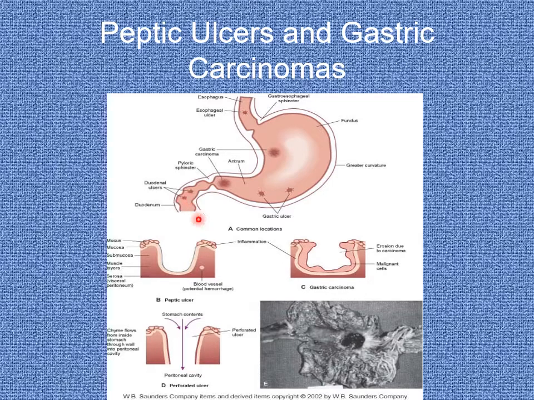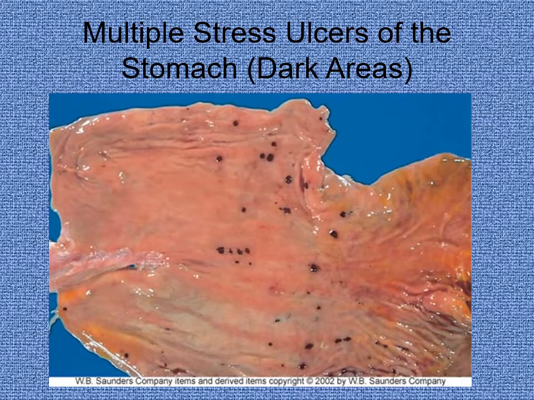And this is showing you common locations. So gastric carcinoma here, erosions happening in the mucosa due to the carcinoma, and then looking here at inflammation, and then a perforated ulcer, and then this picture over here is showing you an ulcer in E. These are multiple stress ulcers of the stomach. You can see those are where the dark areas are.